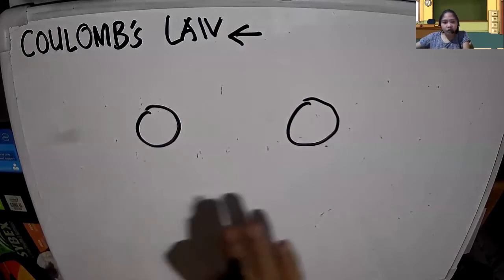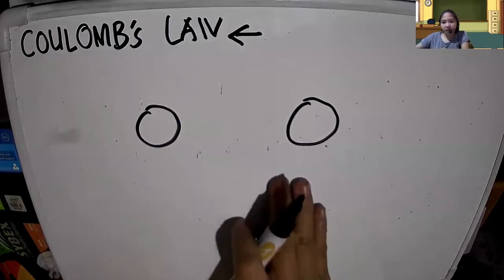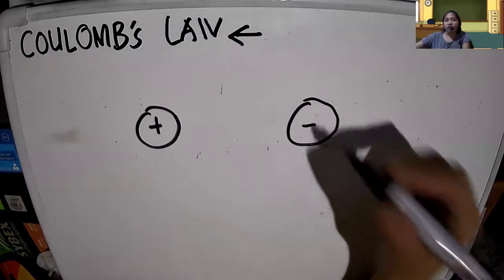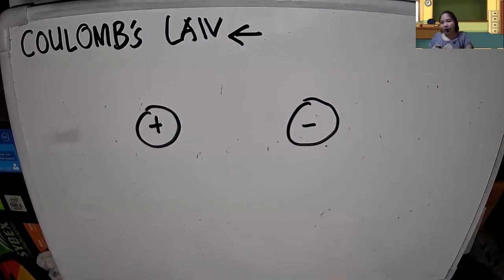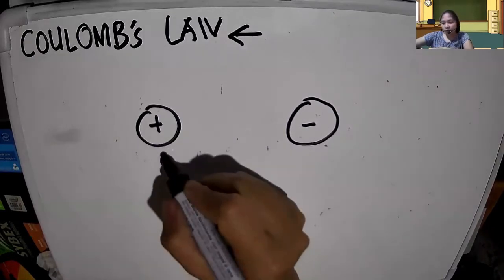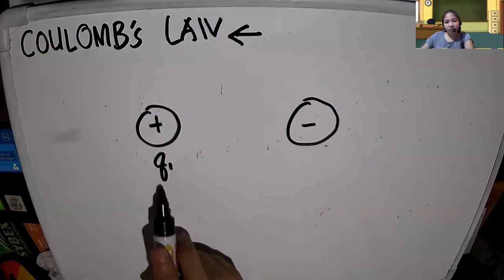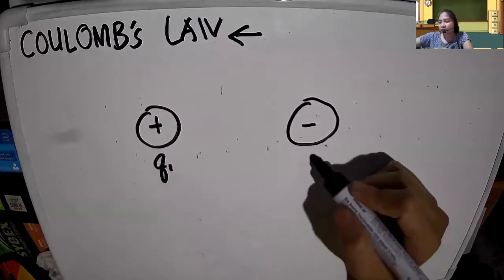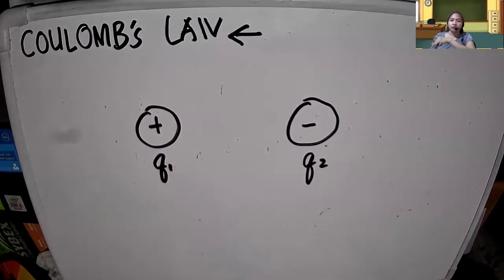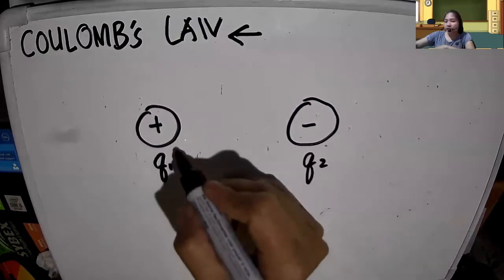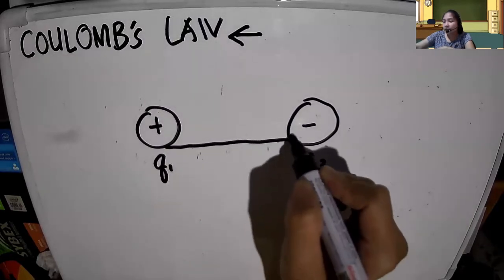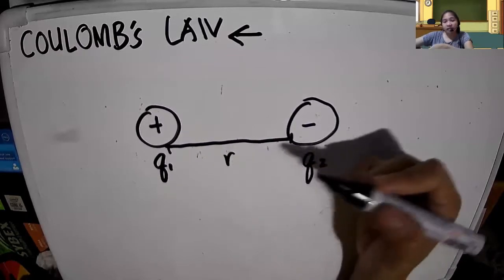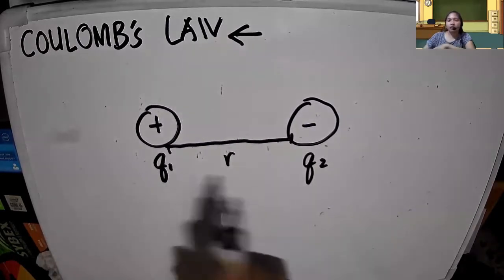So let's say these two objects or two particles are electrically charged. Let's say this one is positively charged, this one is negatively charged. And we denote the charge as Q. So Q1. It can also be a capital Q or a small q. And let's say this is Q2. The separation is denoted by r, which is the distance. Okay? The distance between these two charges.